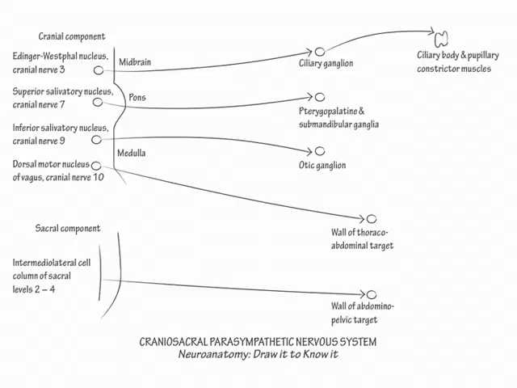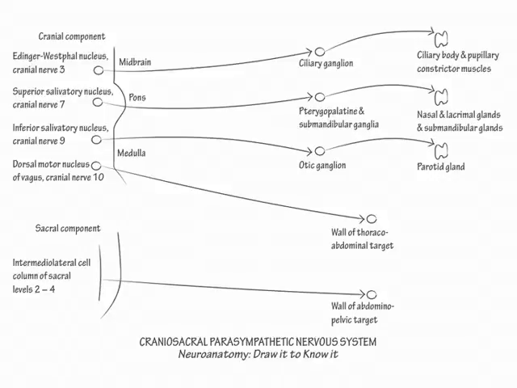Next, show the postganglionic parasympathetic fibers from the pterygopalatine ganglion terminate in the nasal and lacrimal glands. The fibers from the submandibular ganglion terminate in the submandibular and sublingual glands, and the fibers from the otic ganglion terminate in the parotid gland. All three postganglionic parasympathetic fiber groups cause glandular secretion.